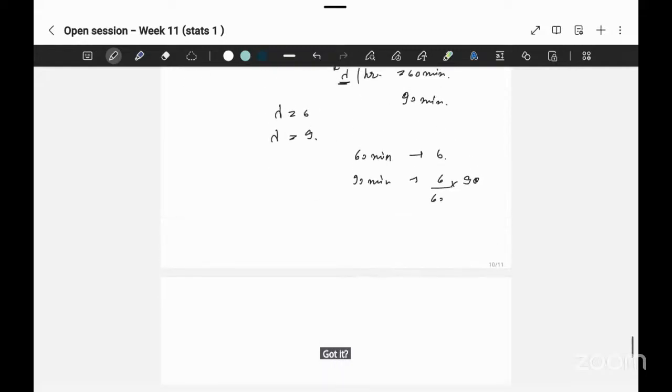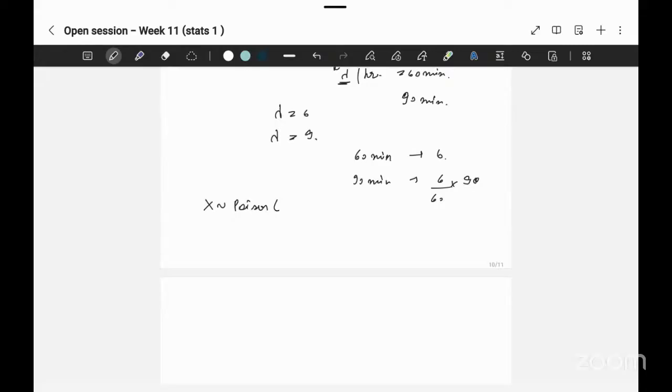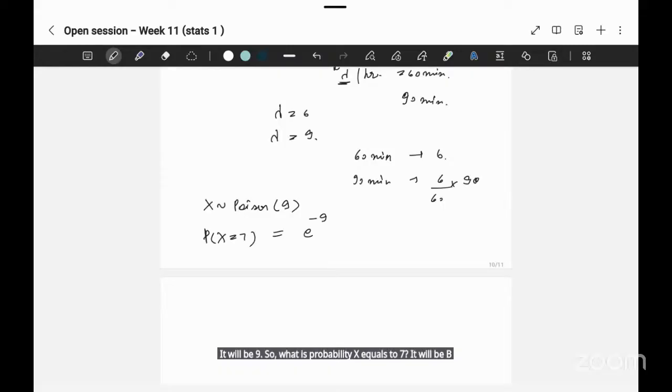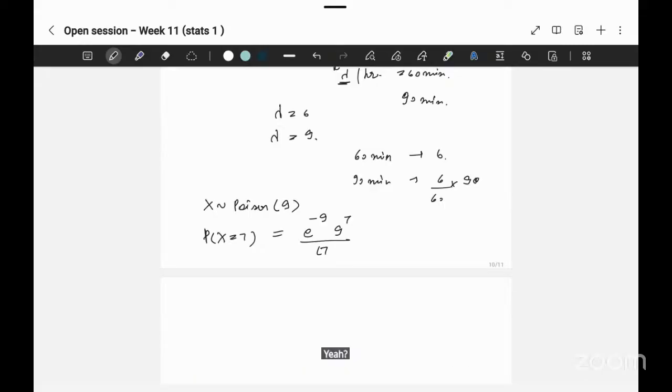So now I have the new thing that my X follows a Poisson distribution with parameter 9. So what is the probability X equals 7? It will be e raised to the power minus 9, 9 raised to the power 7 upon factorial 7. Is this question clear?